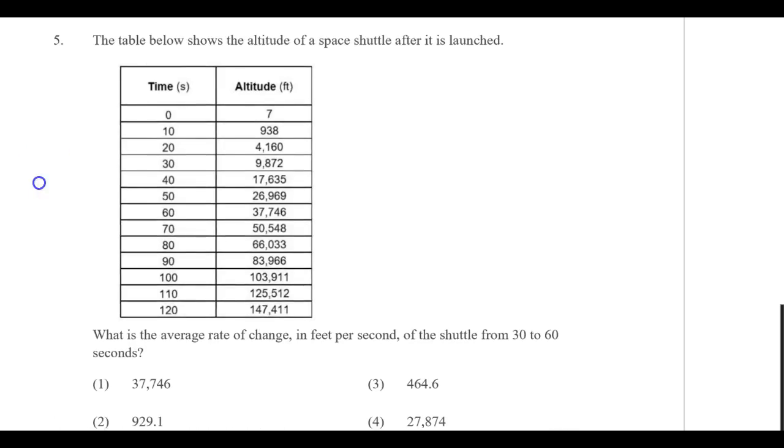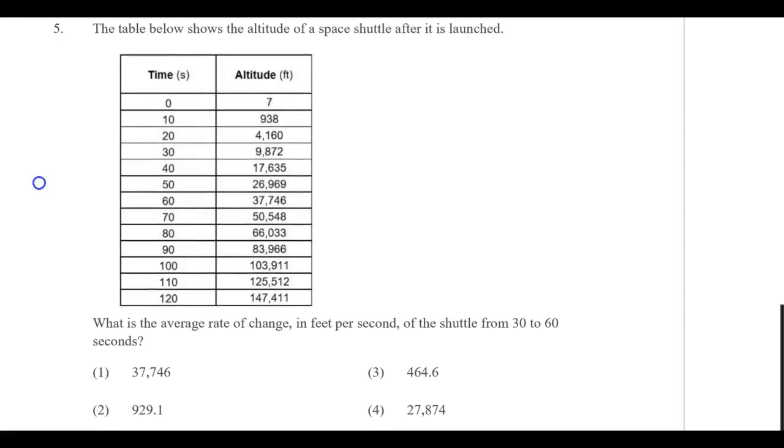Okay, Fresh Test. So on page 92, question number 5 shows us the altitude of a space shuttle after it's launched. And I have X values of time and altitude in feet are my Y values. So time is X, altitude is Y. And they're asking me for my average rate of change, which is in essence your slope, in feet per second, and that's another keyword for slope because slope uses the word per to compare it, of the shuttle from 30 to 60 seconds.